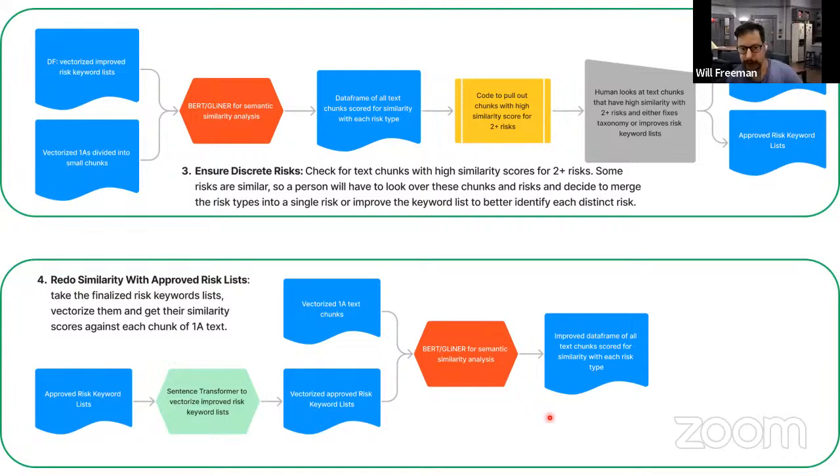And so I got to a point where I had an approved set of keyword risk lists, so risks that I wanted to use, and that was more like, I think, 100 or so. I went through again and redid the process of embedding everything and checking the semantic similarity, and came out with a data frame of every single risk and how similar that risk was to every single sentence in the corpus.